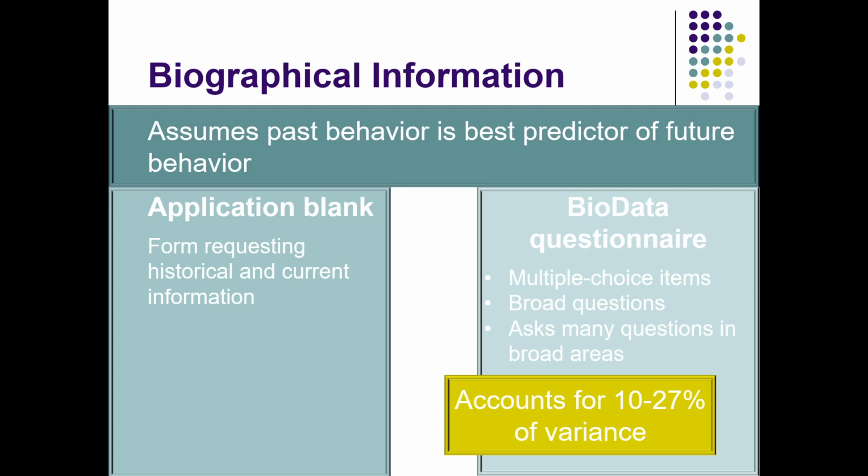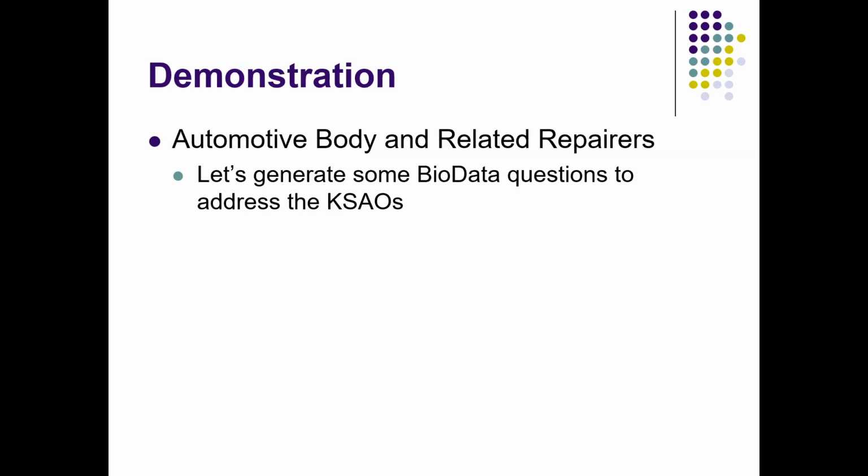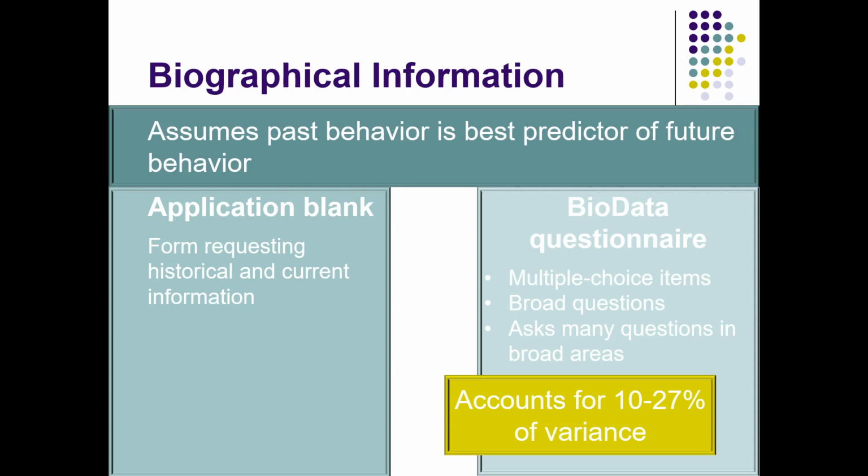Biodata questionnaires account for about 10 to 27% of the variance. So you can imagine that some biodata questionnaires are probably better, maybe more relevant to the job, maybe asking the kinds of questions that need to be asked, and others are probably not as good. Application blanks, we don't even really have data on how much the stuff that's collected on an application blank actually predicts behavior, because we're pretty much assuming not very good. So biodata questionnaires are sort of the wave of the future, although they've been around for a really long time.